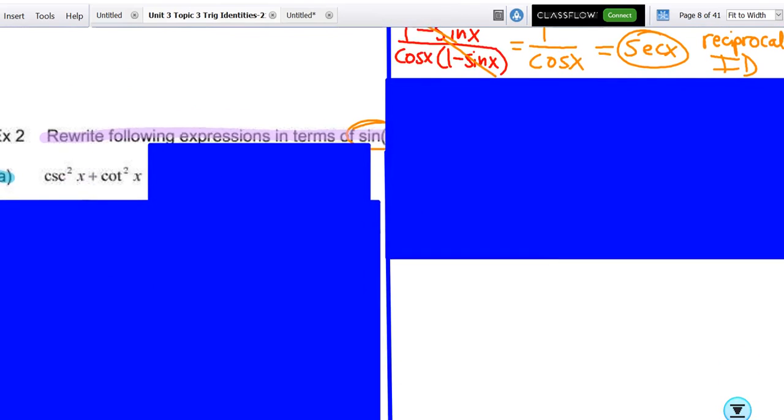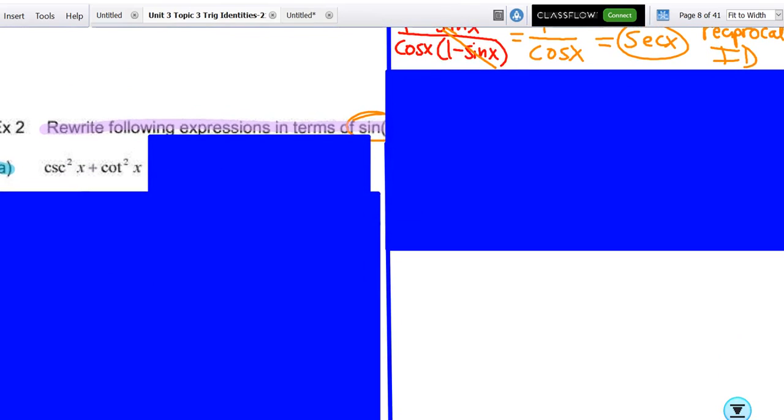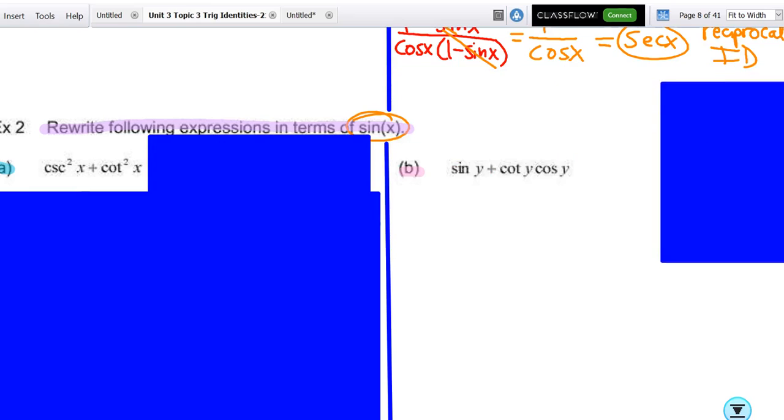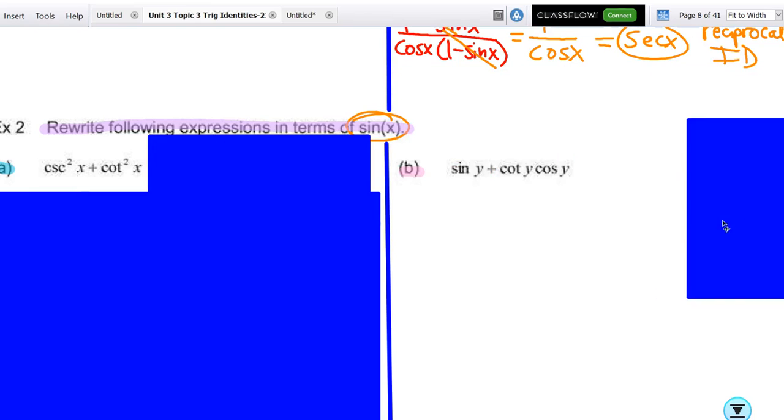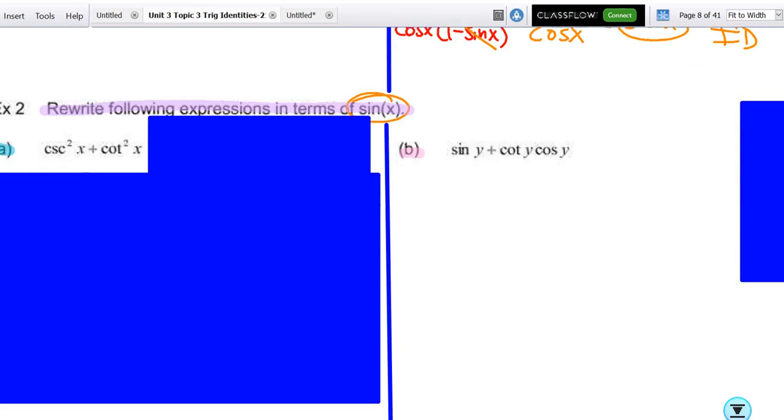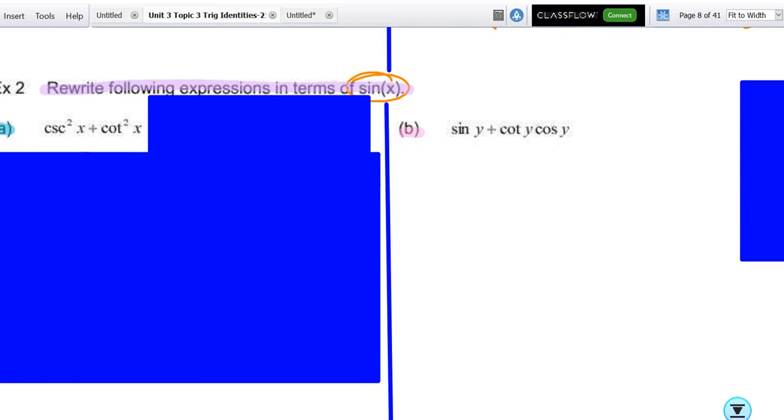And I think that's the last one I'm doing on this page, let me make sure. Yep, we already did, I believe, B yesterday. So for example 2, the instructions are different. Rewrite the following expressions in terms of sine x. So I have to make sure that whatever form the final expression is in, it must be in terms of only the trig function sine x.